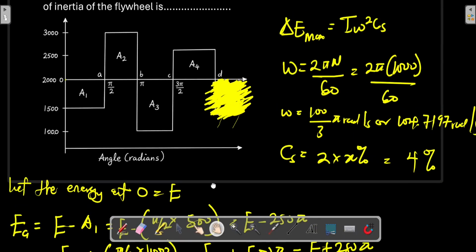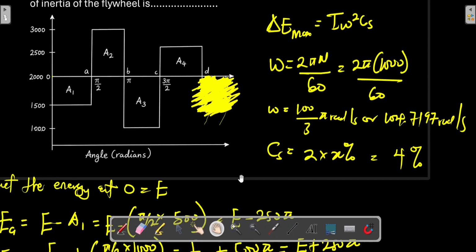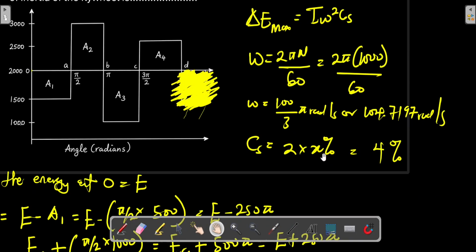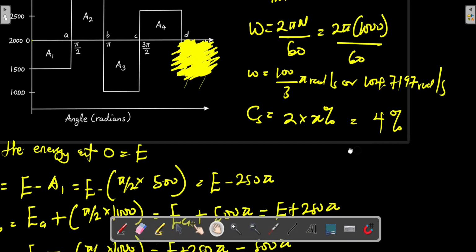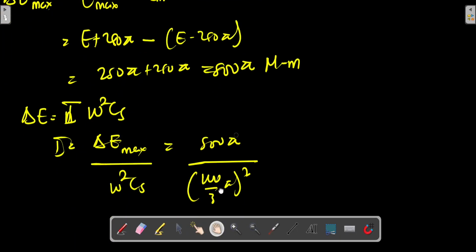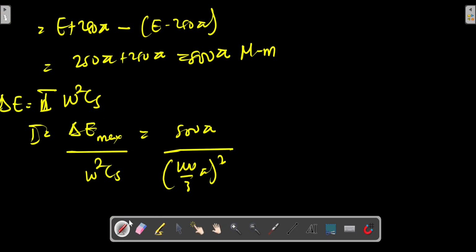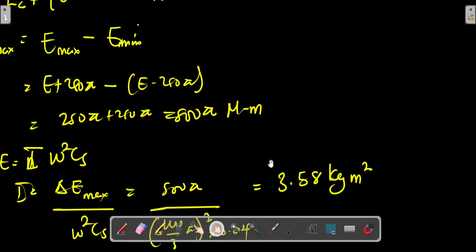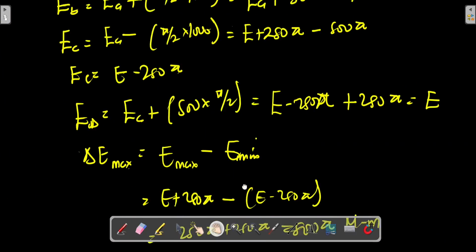As I said, it was given to us in a range. But to find CS, you just multiply by 2 to get it in percentage. Now since it is in percentage, to get the actual value, just divide by 100 and that will be 0.04. So we are going to have times 0.04 and we end up getting 3.58 kilogram meter squared. That is it. That is all for this problem.